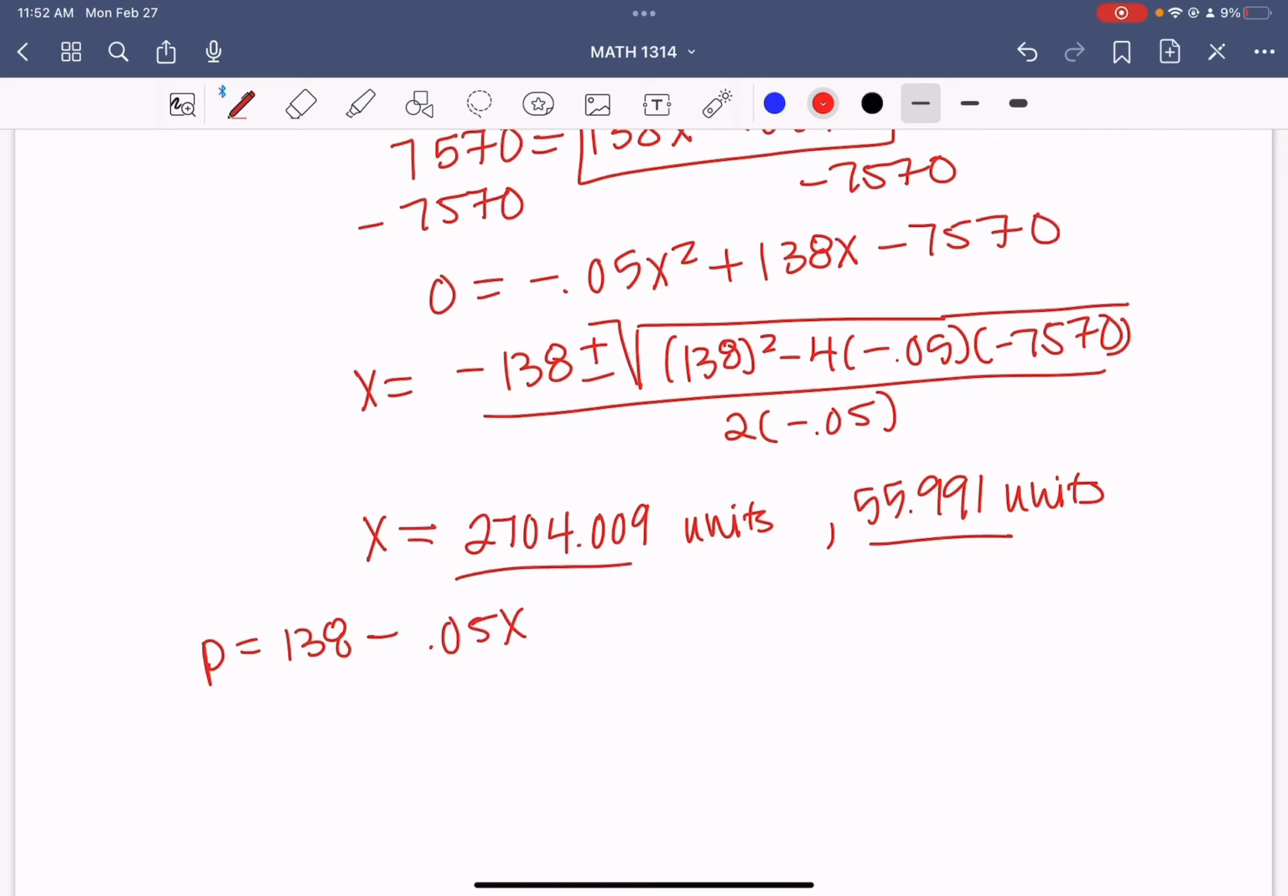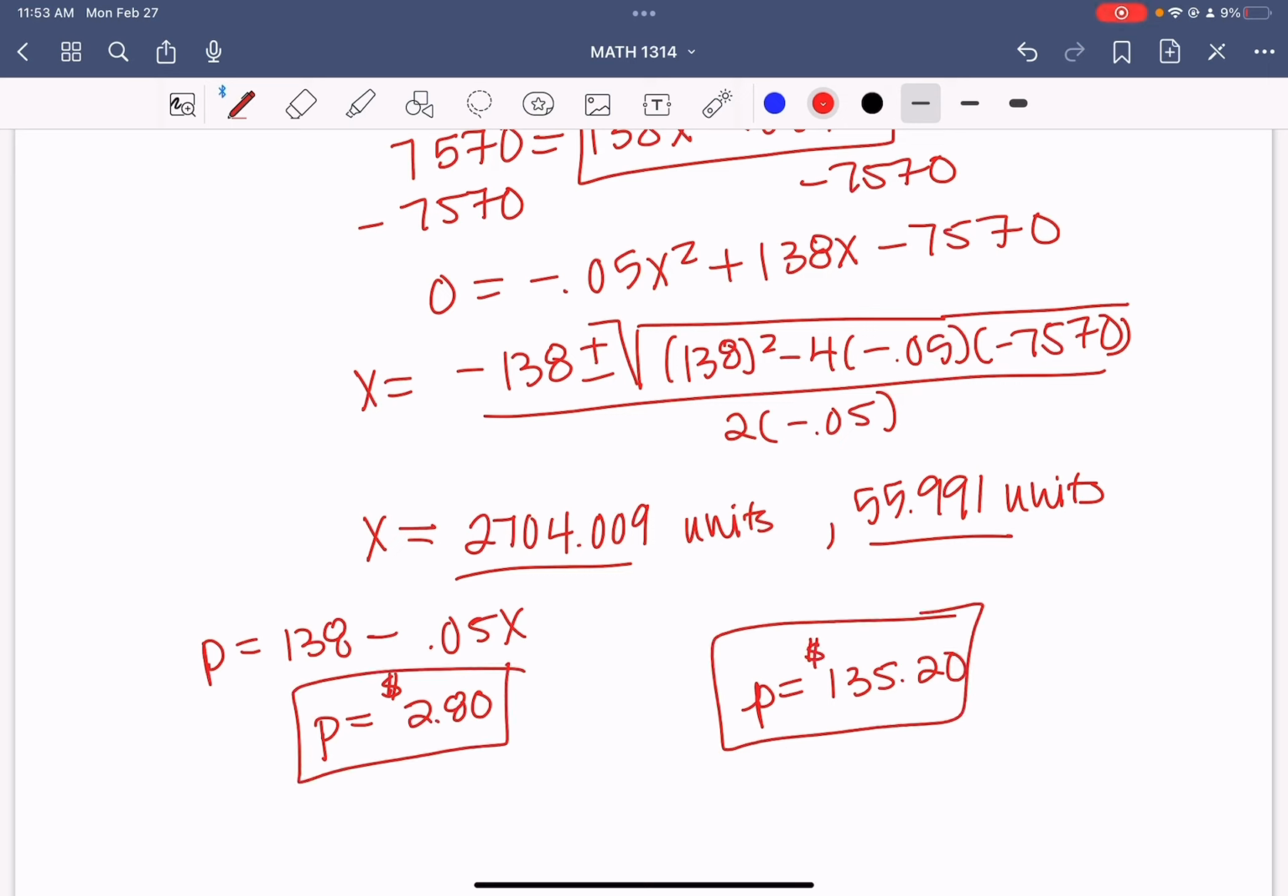When I plug in the 2,704, I get a price of $2.80. And when I plug in the 55, I get a price of $135.20. And so these are the two prices that would yield this revenue. Again, lots of application here. Hopefully you've already got those base skills, being able to solve a quadratic, and then we're just taking it up a step. But as always, go and attempt the homework and then reach out to your instructor if you need any assistance.